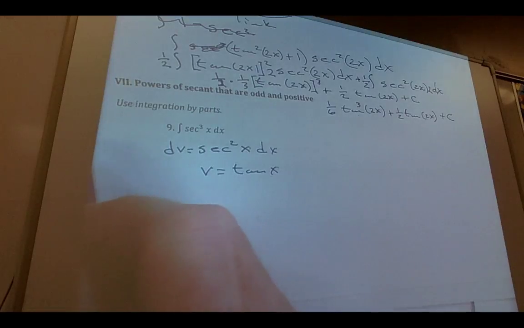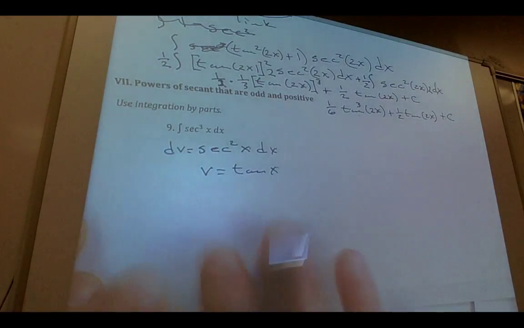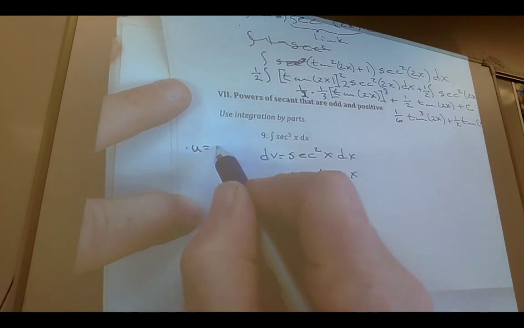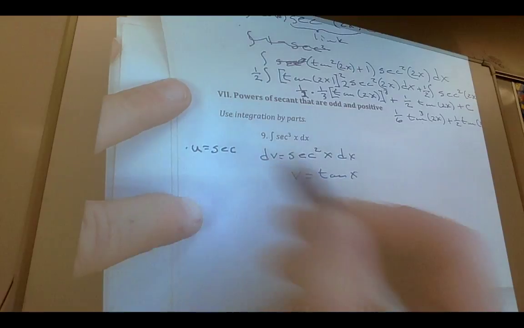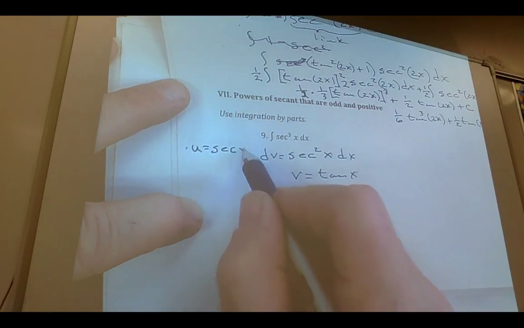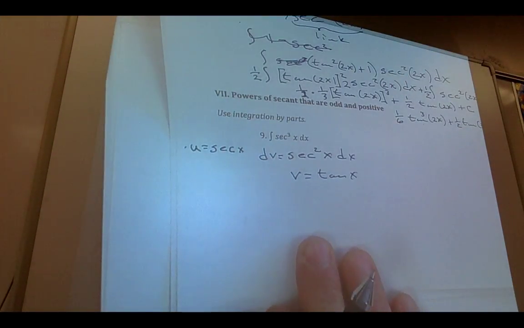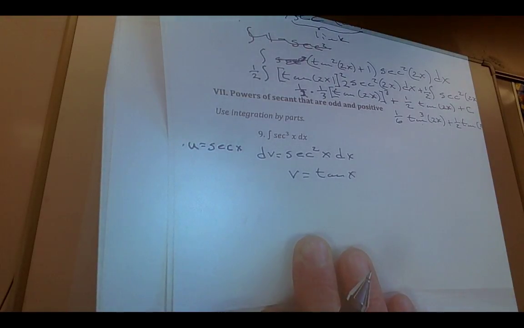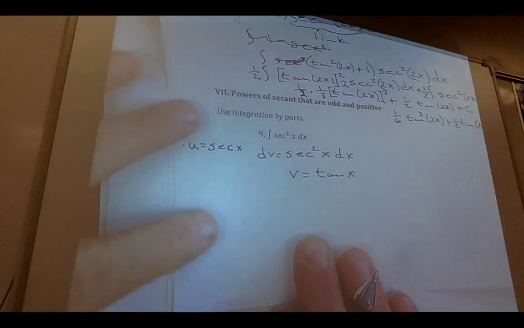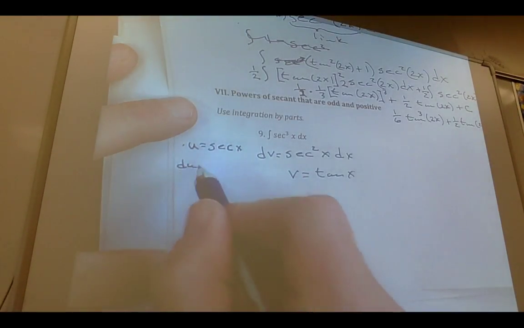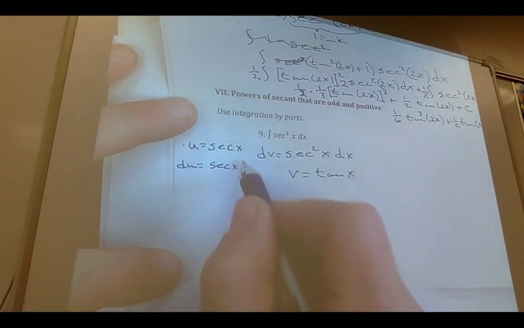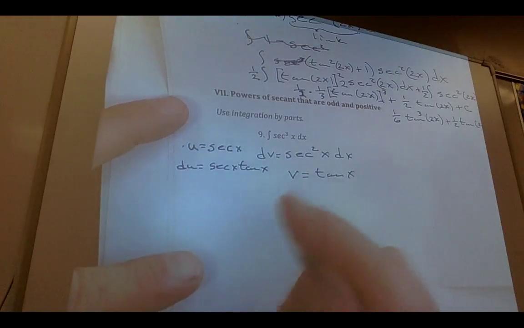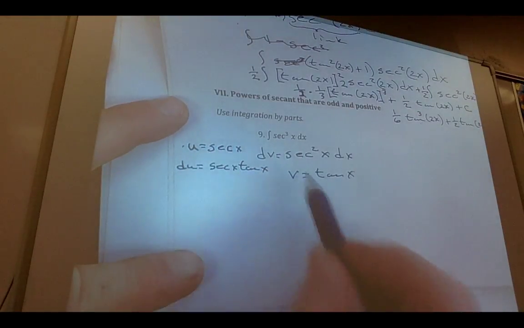Over here, I'm going to let u be the derivative of secant. Now, anybody remember yesterday what the derivative of secant is? Yeah, that's exactly correct. Secant x tangent x. So using integration by parts, I'm going to multiply u and v together.